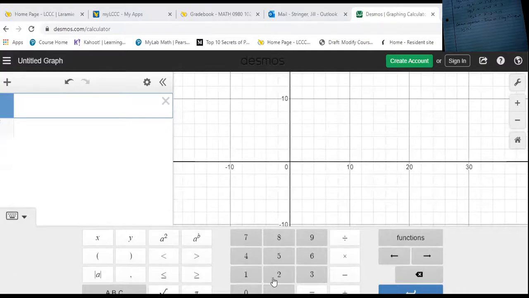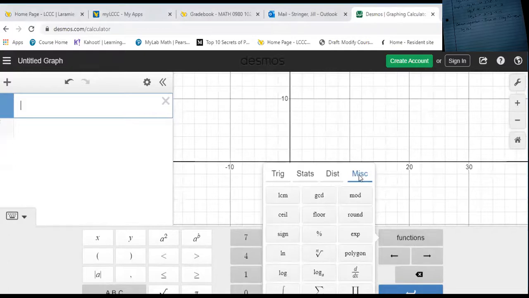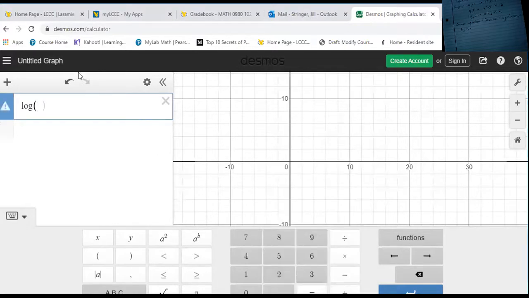So, and that's what the calculators have here. They're automatically base 10, so you don't have to worry about it. So how I find that on Desmos is I go to functions and then over here to miscellaneous. And here's your log. Okay, here's your natural log that we'll talk about a little bit later. Here's a log with a base, but I'm going to show you something different other than that. So let's just look at this common logarithm.